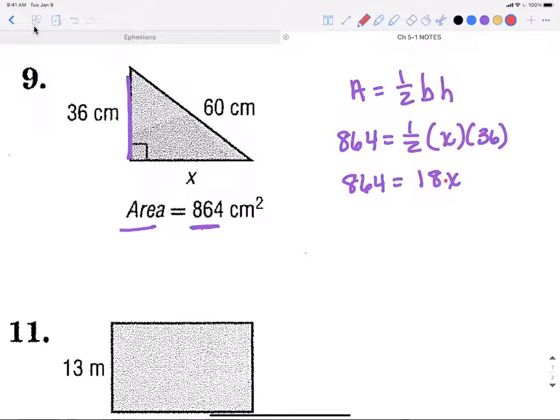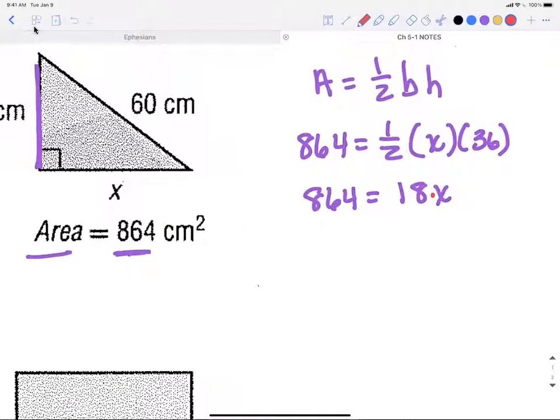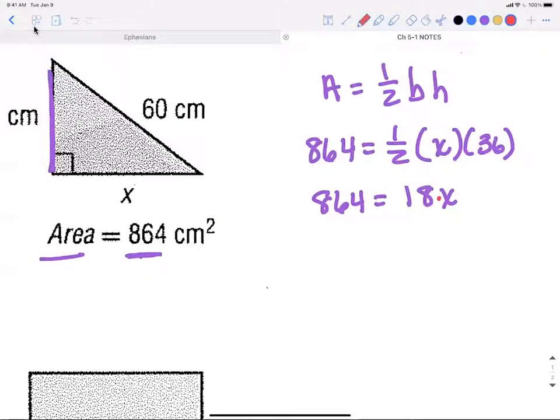It's attached with what? Right? And what operation is it attached with? Addition, subtraction, multiplication, or division? Okay, so what's the opposite of multiplication? Good. So I'm going to divide by 18 on both sides. And when I do that, I get X equals 48.